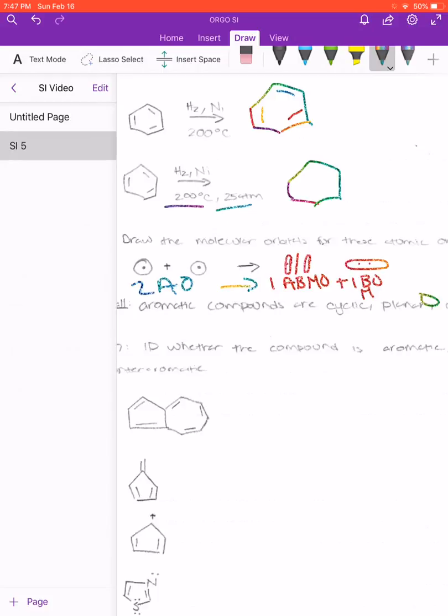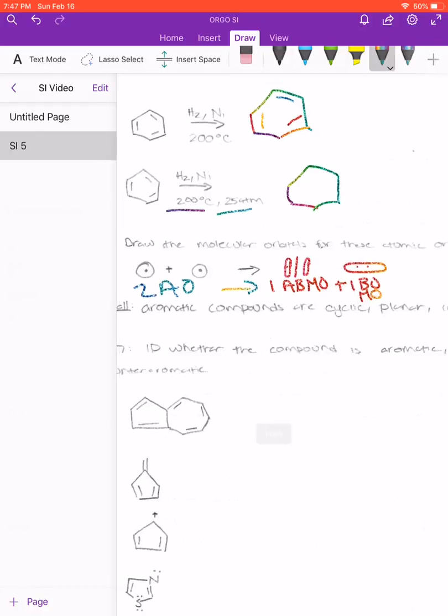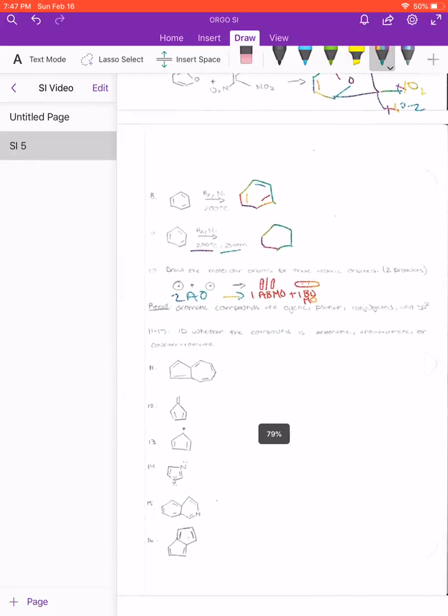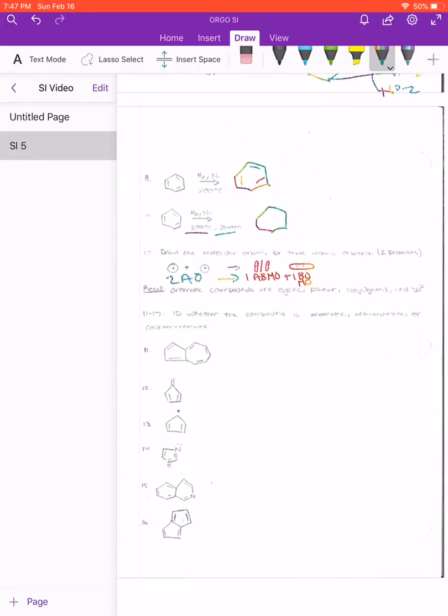Okay, so problems number 11 through 17 is just determining between aromatic, anti-aromatic, or non-aromatic. Sorry, I put counter. Non-aromatic, right? So the first thing I want you guys to do is to look through your notes, see the rules for aromaticity.